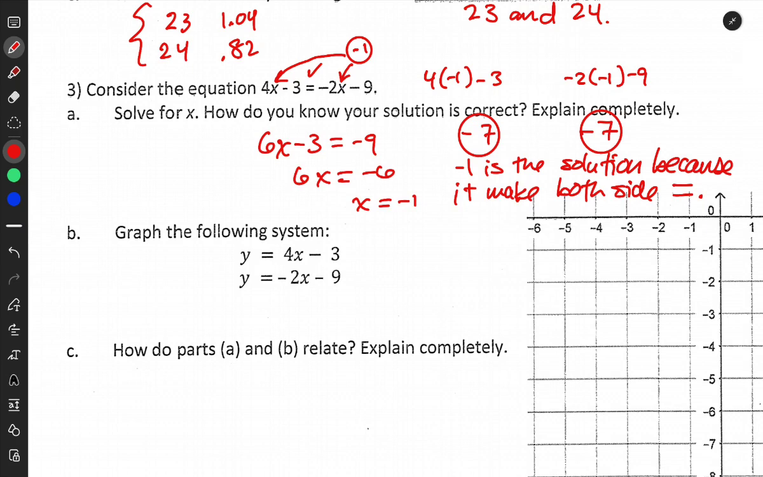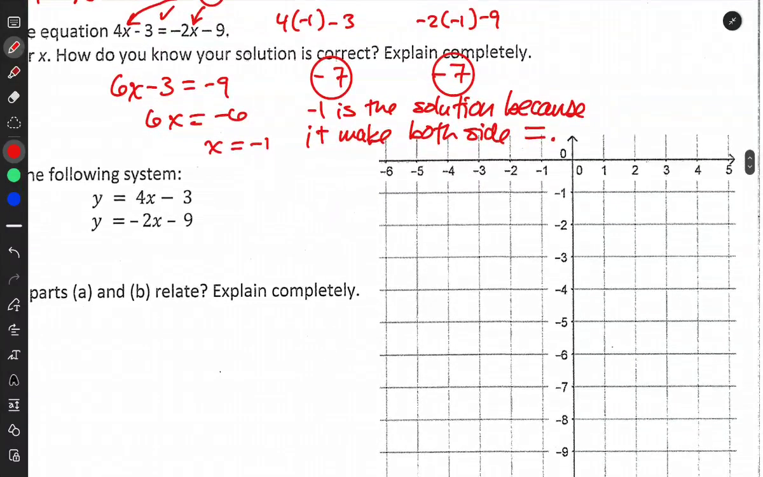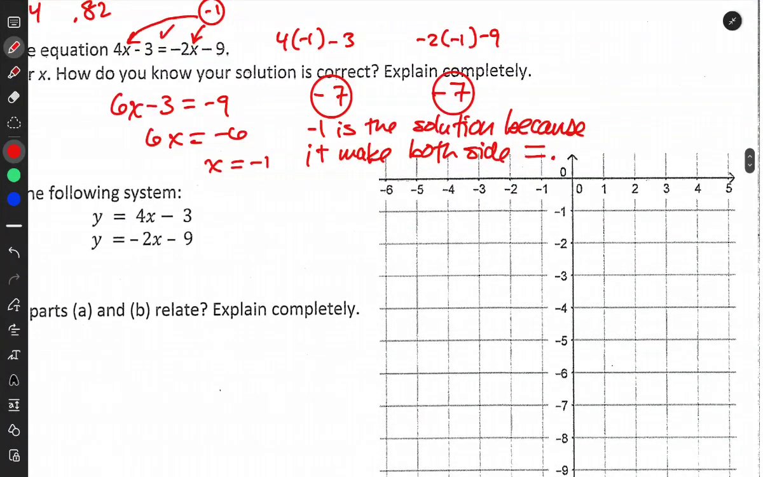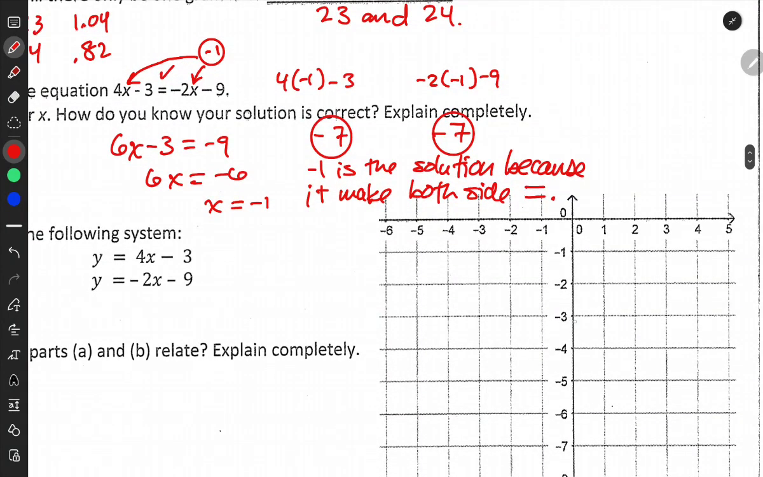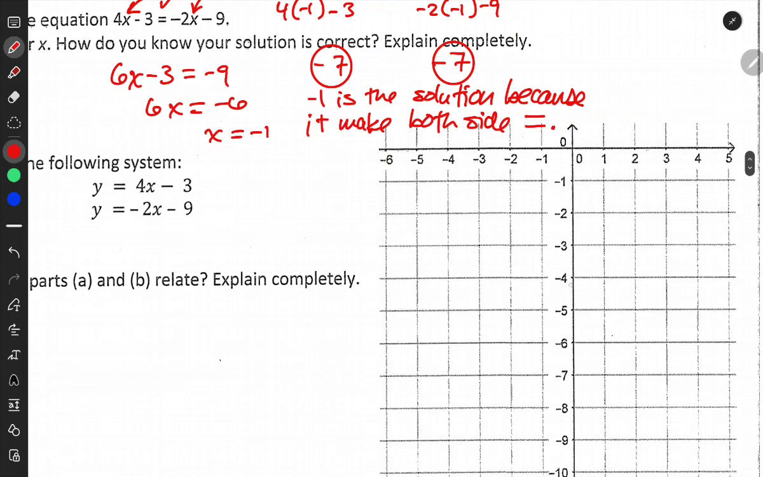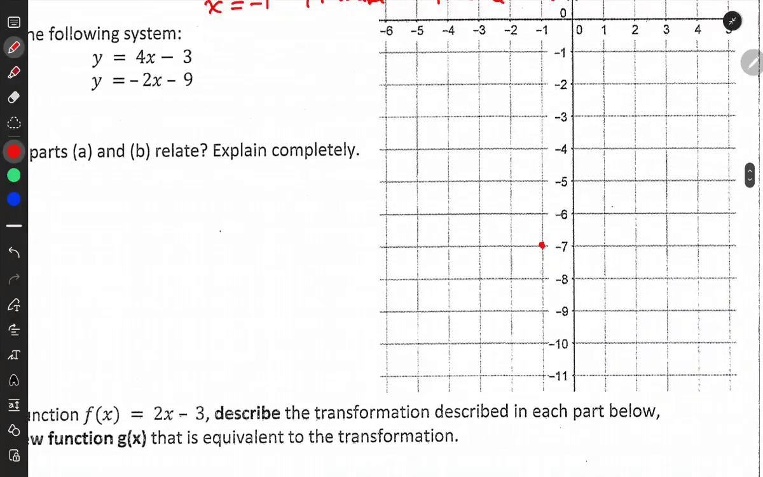Okay, next, it says graph the following system of equations. Y equals 4x minus 3. So I got a y-intercept at negative 3 and a slope of up 4. I can't go up 4, so let me do this. I'll go down 4 and then backwards 1. So I'll go down 1, 2, 3, 4, and backwards 1. Can I do that again? 1, 2, 3, 4, and backwards 1. All right, so that's my slope of positive 4.